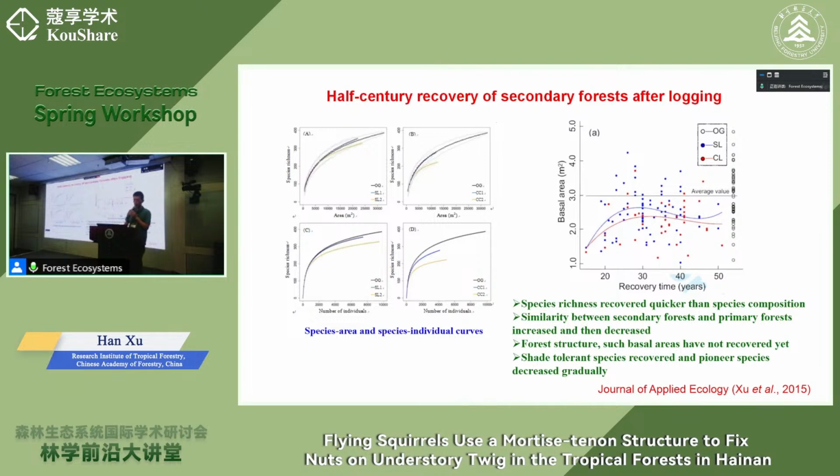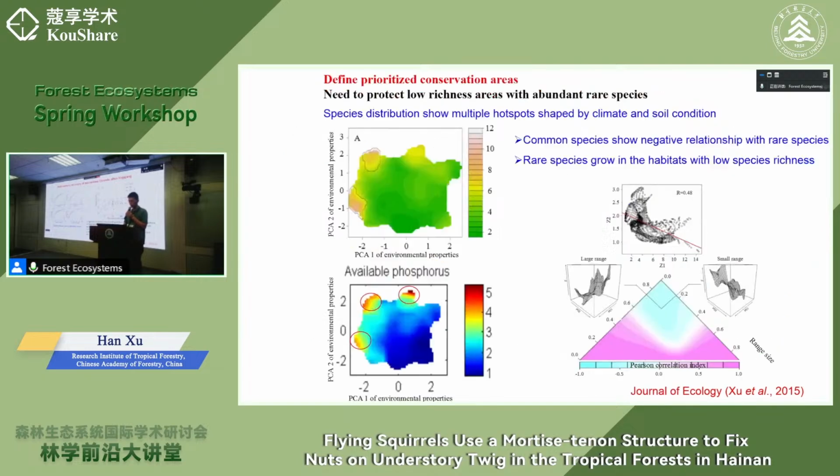And this is our study based on the satellite grid plots. We studied how the secondary forest recovered half a century after logging. We found that species richness recovered quickly, but not the basal area, the biomass and the forest structure. They need more time to recover. We also studied how rare species and common species distribute along the soil nitrogen and phosphorus gradients. We found that rare species preferred high phosphorus habitats, but common species preferred high nitrogen habitats. And common species and rare species also show negative relationships.